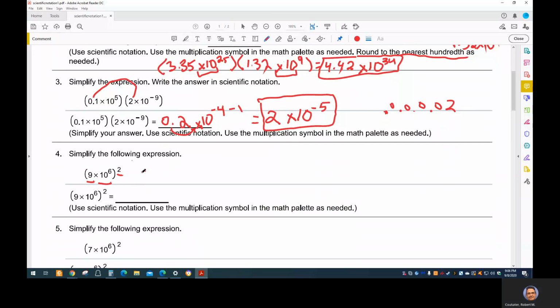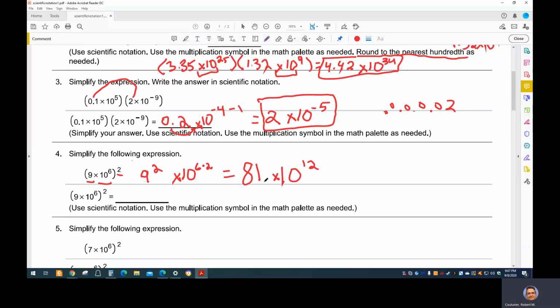Let's break it up. We have 9 raised to the power of 2. And then we have the base 10 being raised to the power of 2. So the rule was base stays the same, multiply. So we have, what, 6 times 2. Now all we have to do is simplify this and see what happens. So 9 squared. 9 times 9, 81. And then we have times 10. 2 times 6 is 12.